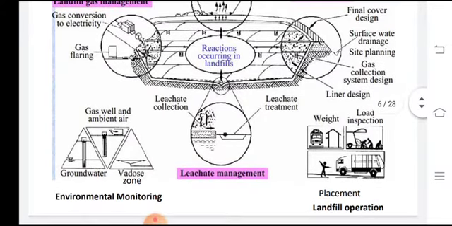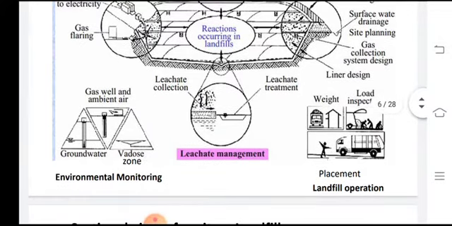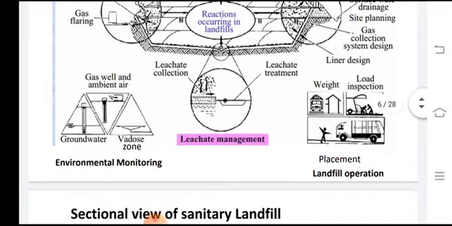That useful activity is the conversion of gas to electricity. So gas flaring is also an important point, which is an indication of the activity taking place and its intensity as well.